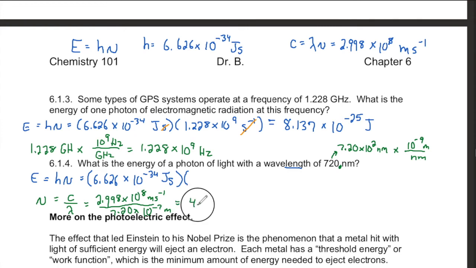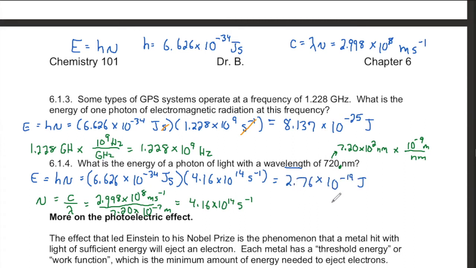And our frequency is 4.16 times 10 to the 14 hertz, or seconds to the -1. When we put this frequency into our equation for energy, we get 2.76 times 10 to the -19 joules. So a little bit more energy than this one, but still pretty small.